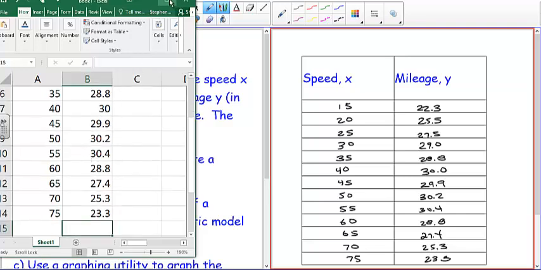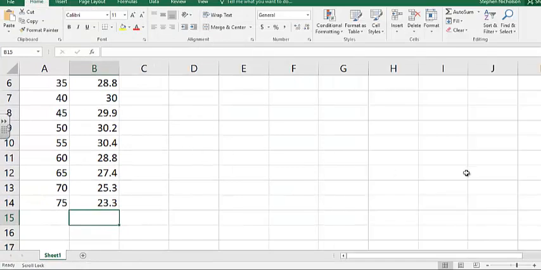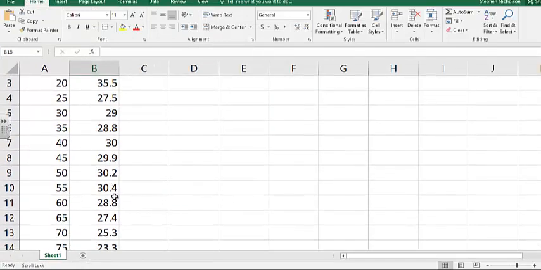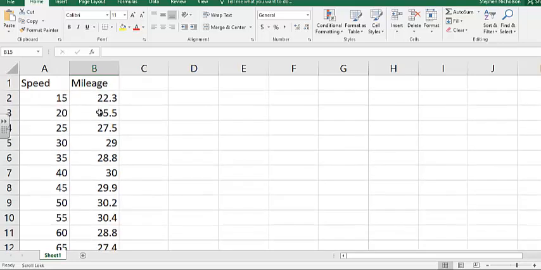Okay, so those are the data points. And you can kind of look at it visually and see that the maximum is somewhere in this 45 to 55 mile an hour range. And it's not, no, this must be 25.5.